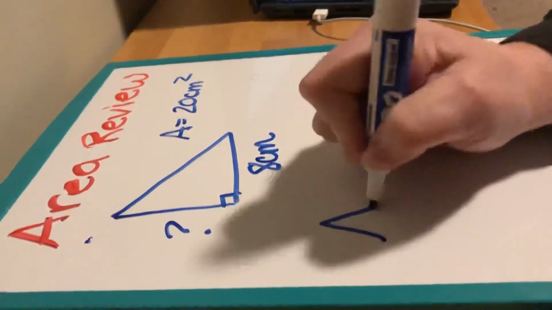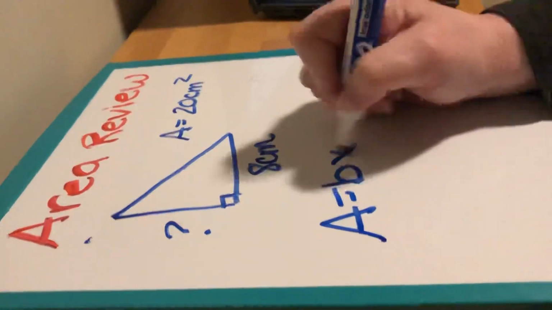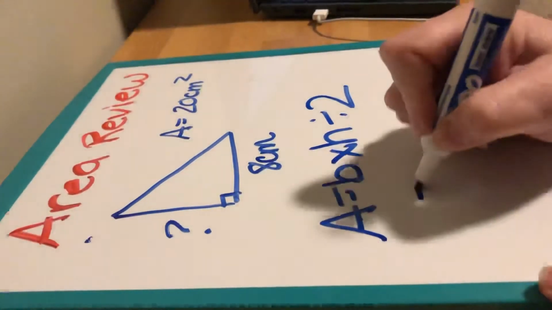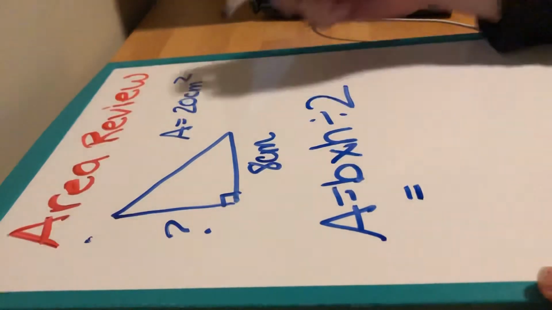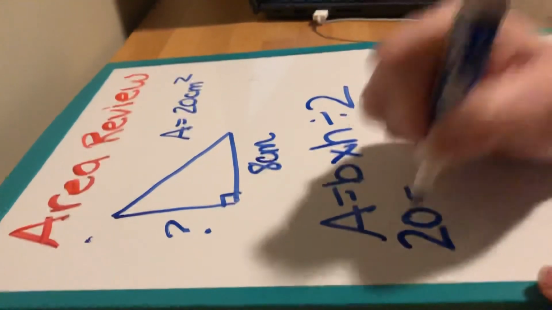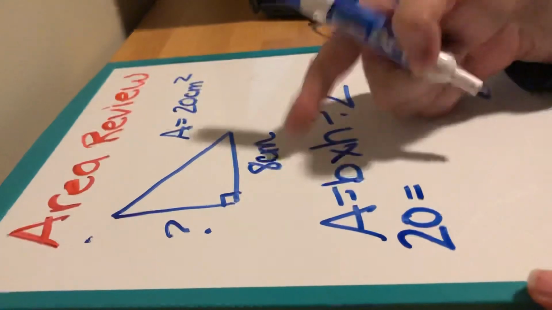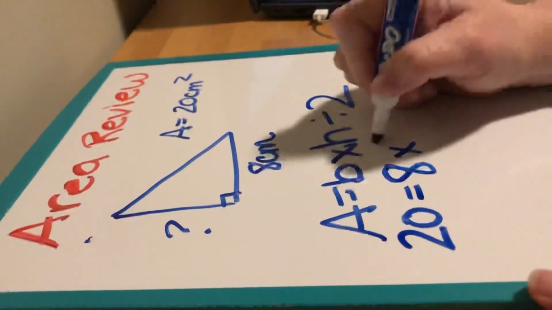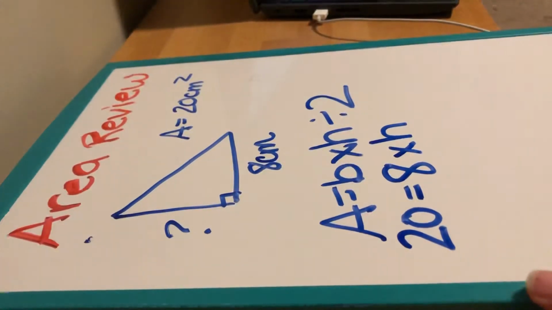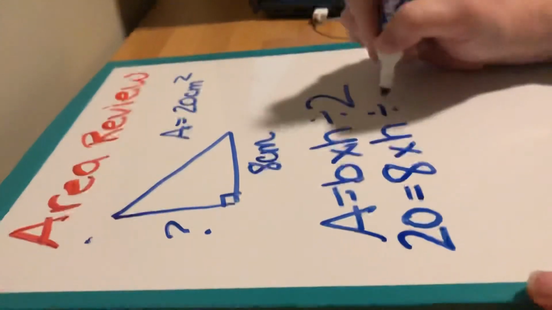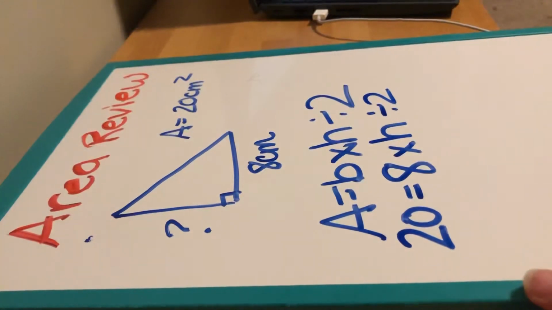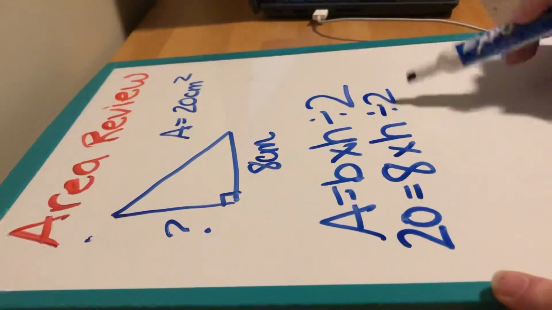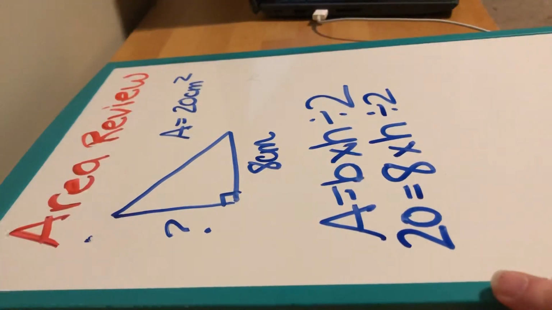So the first thing we want to do is set up our formula, base times height divided by 2. The next thing we want to do is plug in what we have. So we have the area, so it's going to go on this side. We have the base, which is 8, so it's going to go here. We don't have the height, so I'm going to leave it as h. And the formula tells us we need to divide by 2, so we're going to divide by 2. Okay? Now, I want to get h by itself, but this divided by 2 is kind of bothersome.